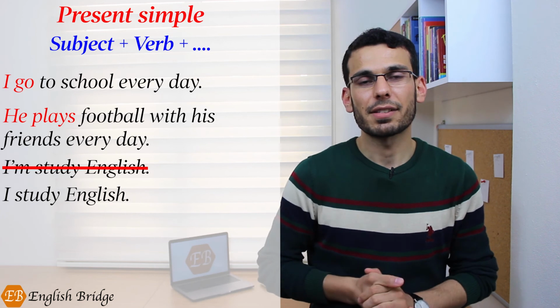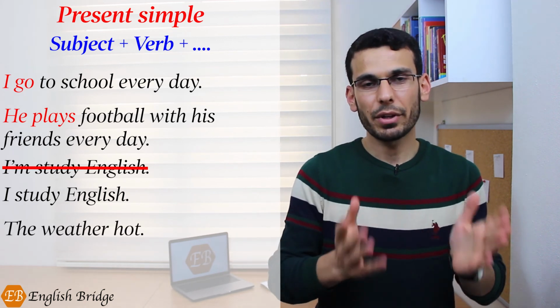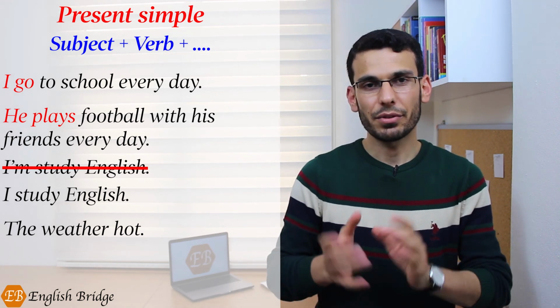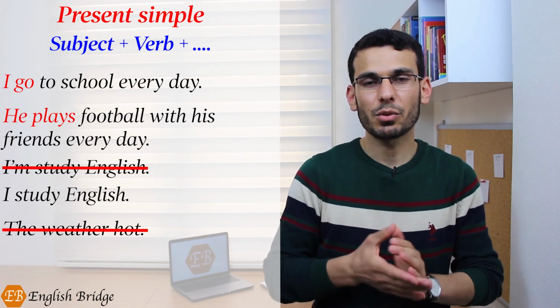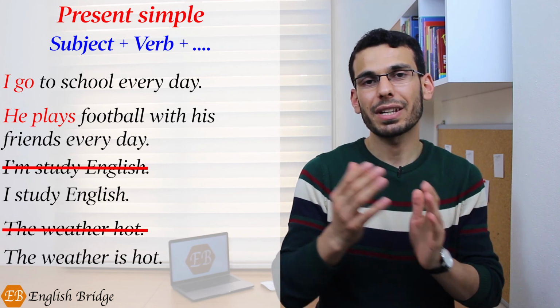But a sentence like this, for example, the weather hot. The weather is the subject. Hot is an adjective, it's not a verb. So this sentence is not correct. Why? Because we don't have a verb in this sentence. So we need a verb to be, okay? So we say the weather, singular, the weather is hot.